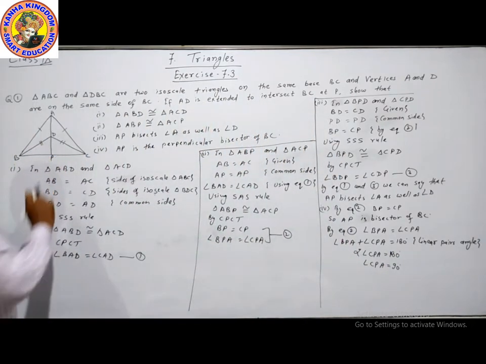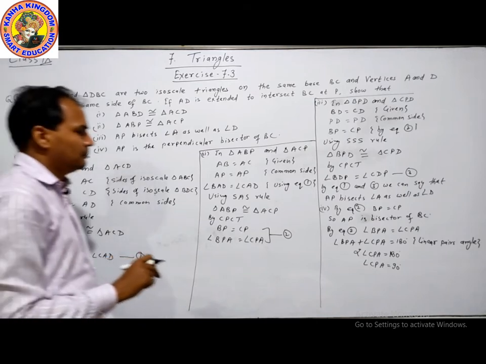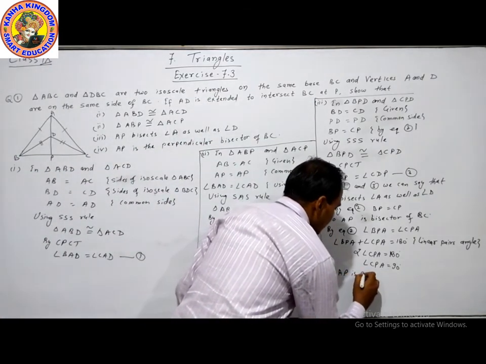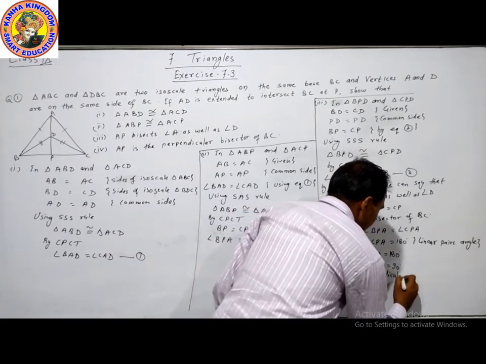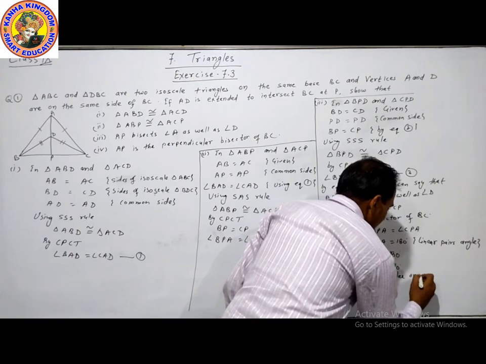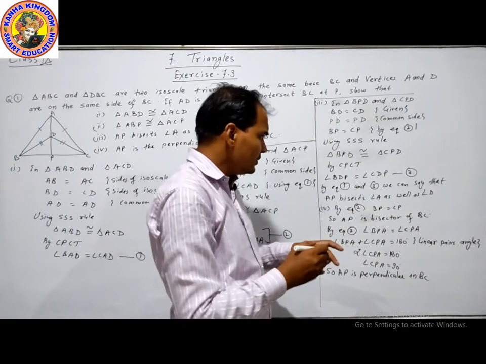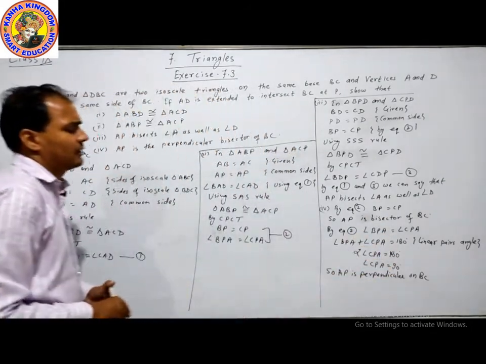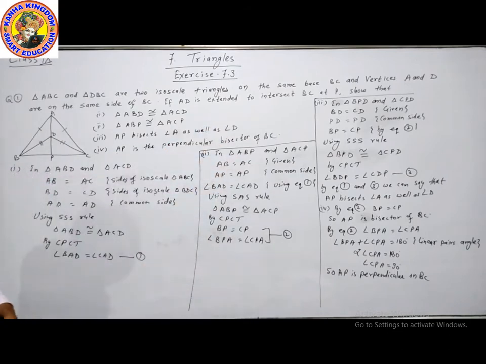This is our angle P. So angle P is 90. So AP is perpendicular on BC. This is our first answer, bisector. Second answer, perpendicular. So AP is the perpendicular bisector of BC.